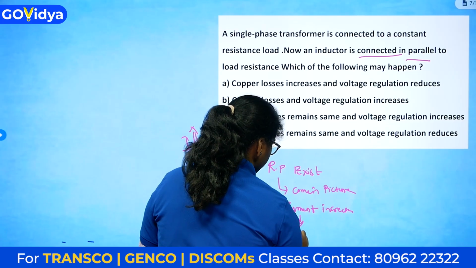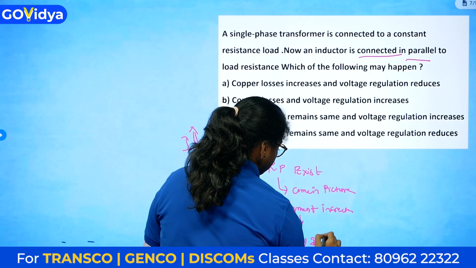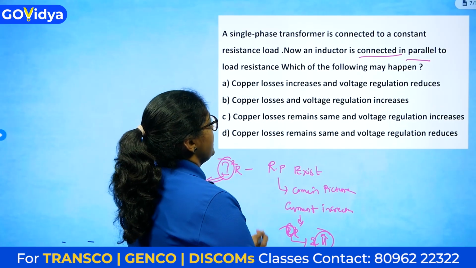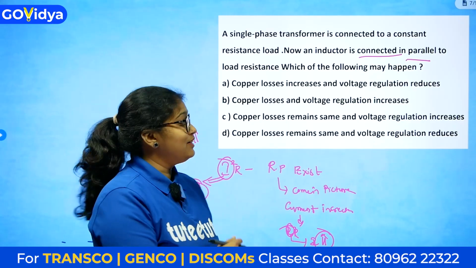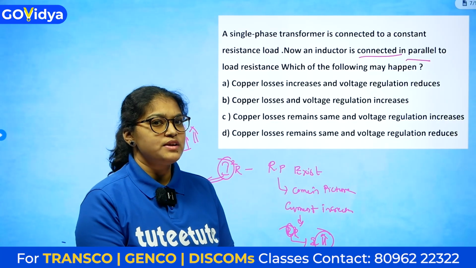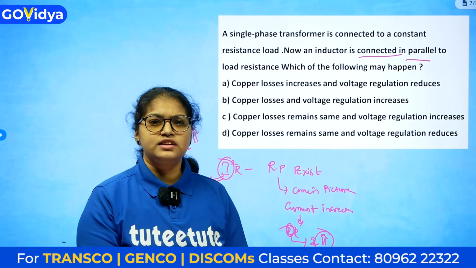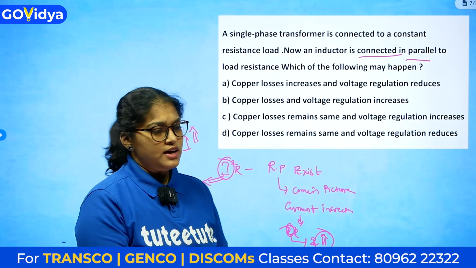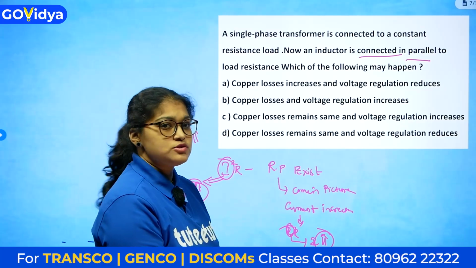So definitely the I square R loss, in that I square R, current will increase, so the copper loss will increase. What about the voltage regulation? In voltage regulation also, what happens? Due to the reactive power, the voltage drop will increase. If the voltage drop increases, definitely the voltage regulation also will increase. Voltage regulation is nothing but the ratio of no load voltage to full load voltage. Yes or not? As the voltage drop increases, definitely the voltage regulation will also increase.